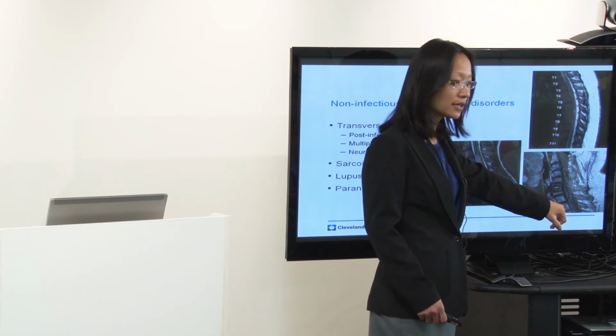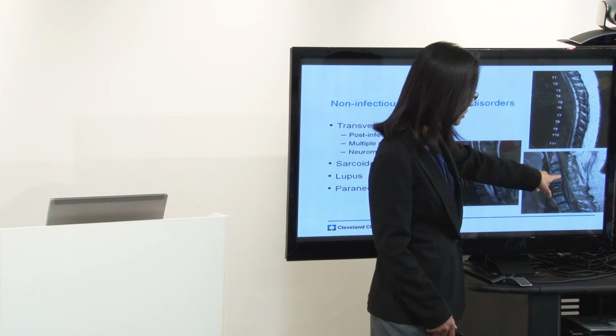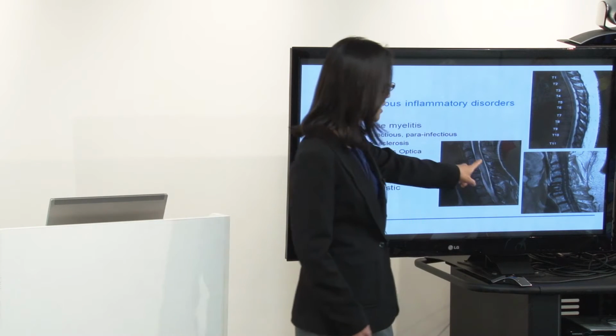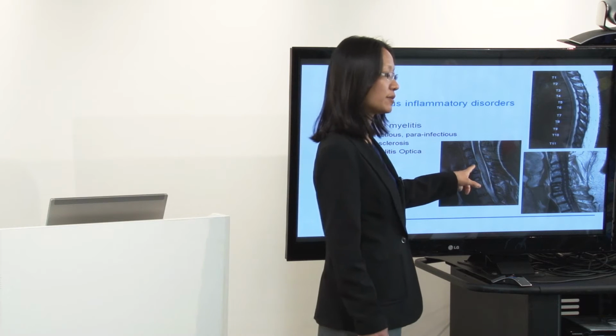This is what sarcoid looks like in the spinal cord. So a bunch of small dots throughout. So it looks very different from this disease process. It also looks different from this disease process.